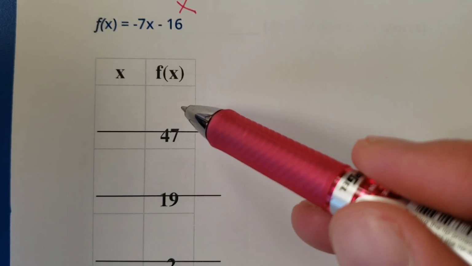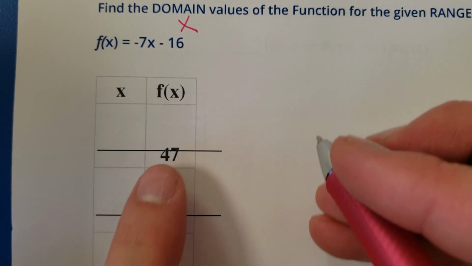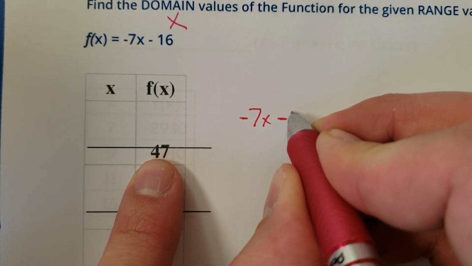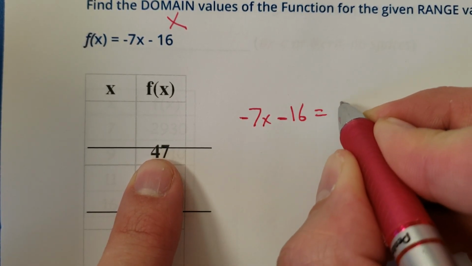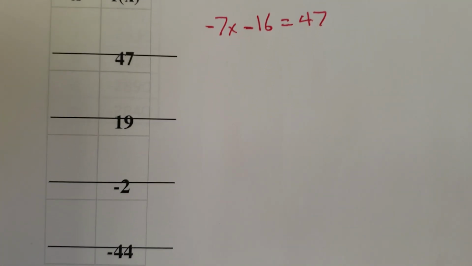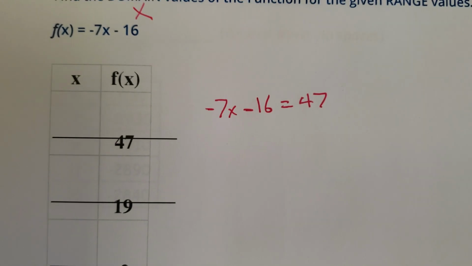So these are the answers. We have to do this: negative 7x minus 16 equals 47. Look at that. And we have to do that 3 other times. Well, let's just do it one time, and then maybe we can find a shortcut.